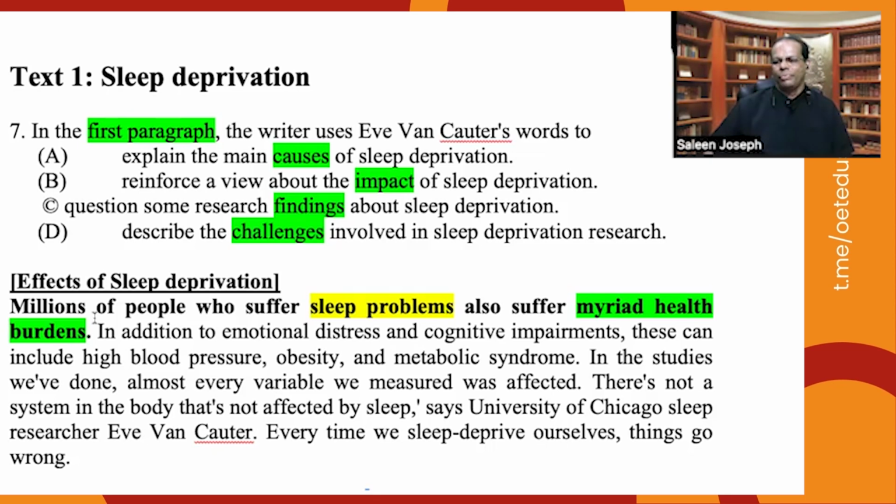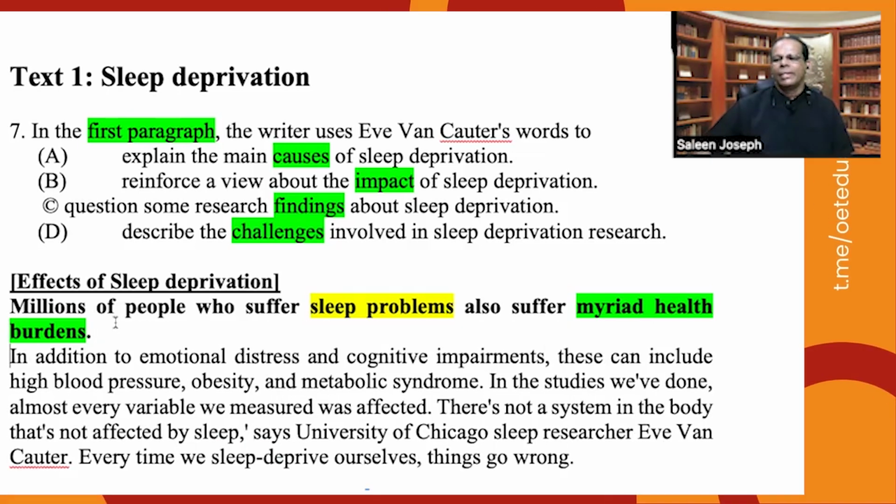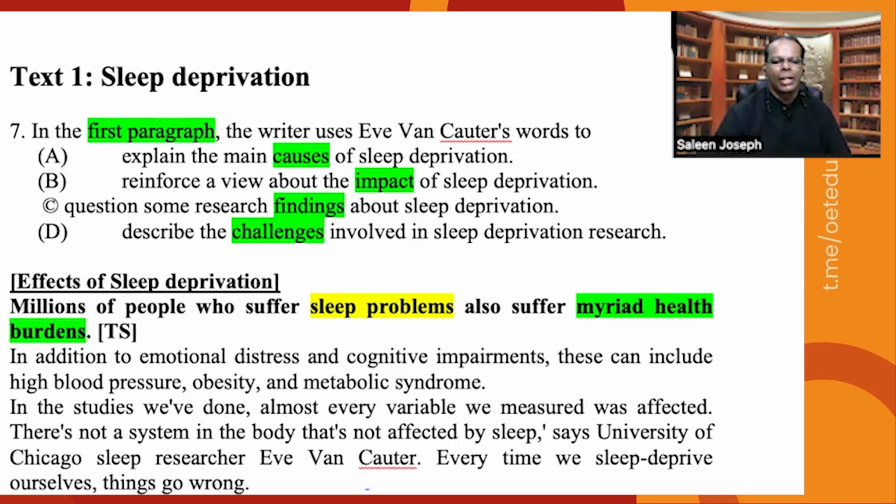Now you see, this is the topic sentence. Okay, topic sentence. Get it clearly, okay? This will be repeated. Topic sentence. Now, what is next? Supporting sentence. In addition to emotional distress and cognitive impairments, these can include high blood pressure, obesity, and metabolic syndromes. This is the supporting sentence.